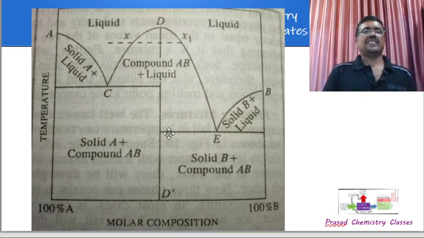So in this area we have compound AB in equilibrium with the liquid phase. Okay, that is it. Beyond these two horizontals, you will have solid phases alone.